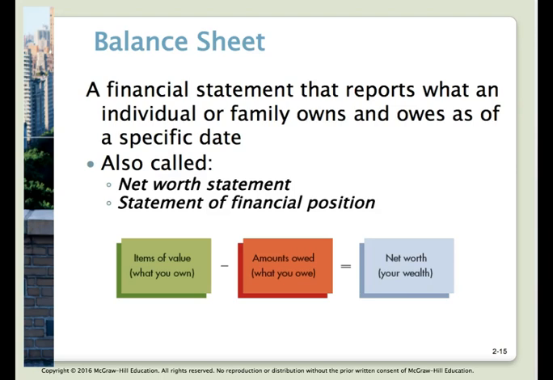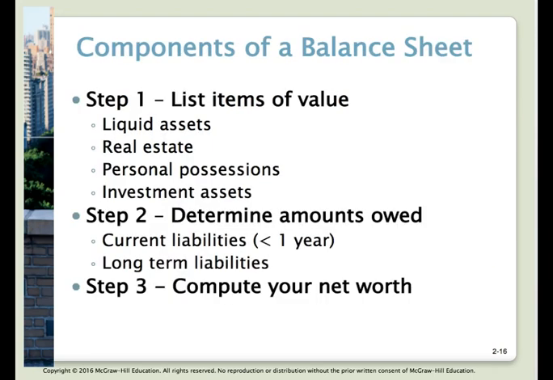It specifies what you own and what you owe. The formula is items of value minus amounts owed equals your net worth. Begin your balance sheet by looking at your assets. Assets are cash and other property that have a monetary value. The first type of asset that you want to list is your liquid assets.